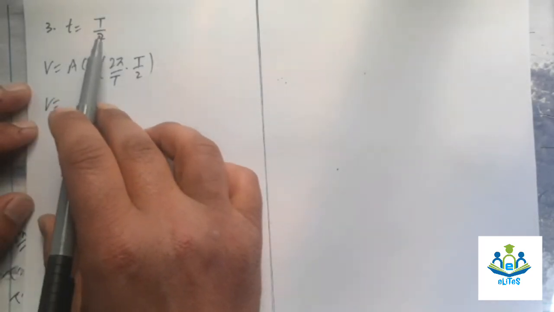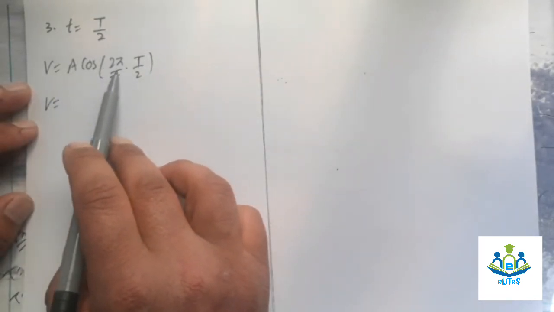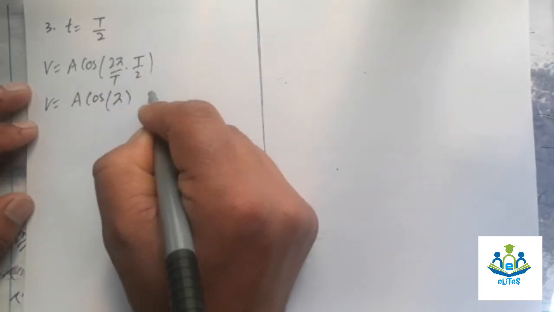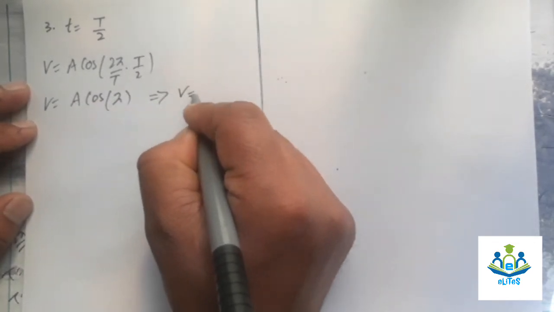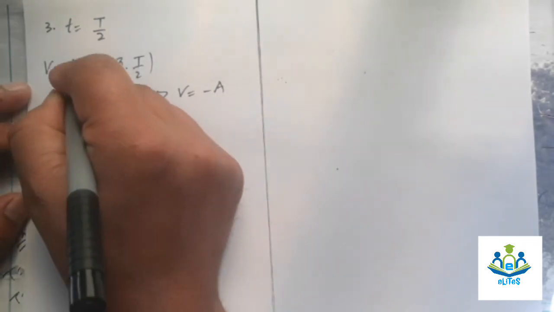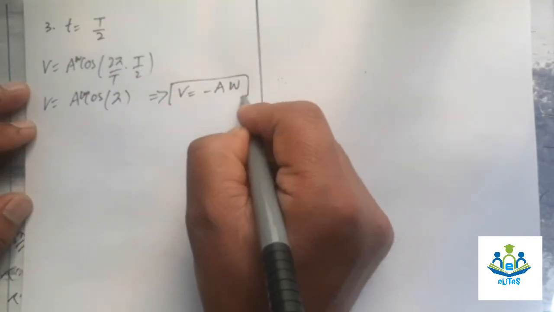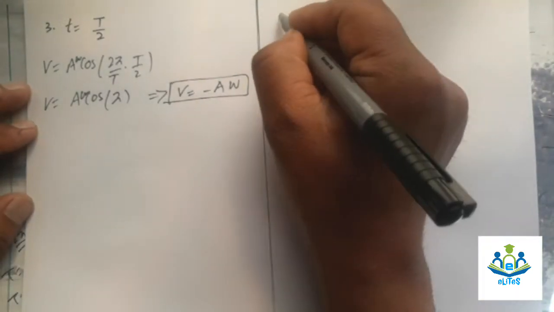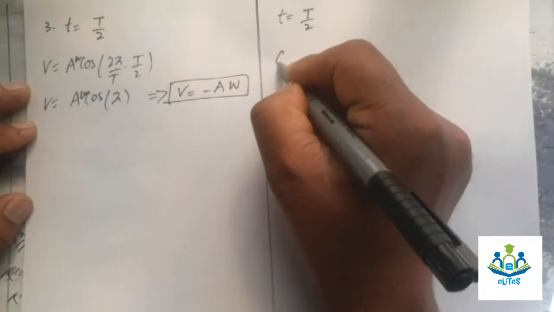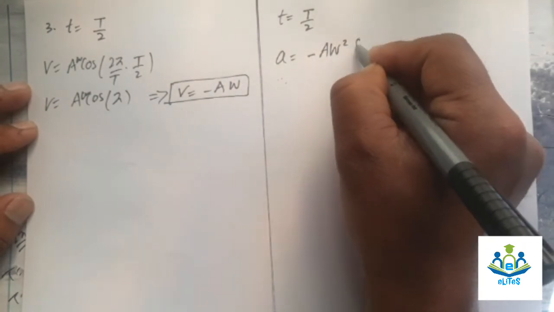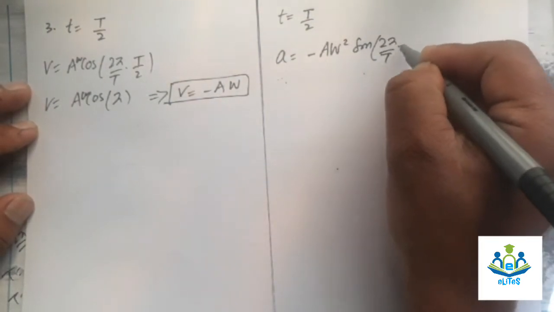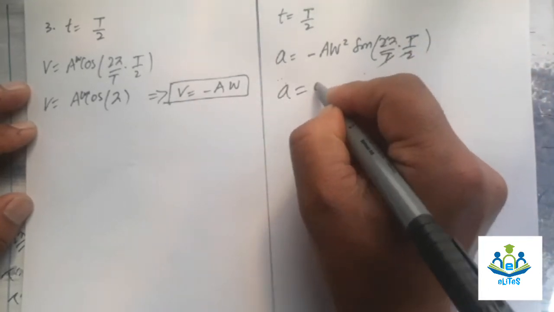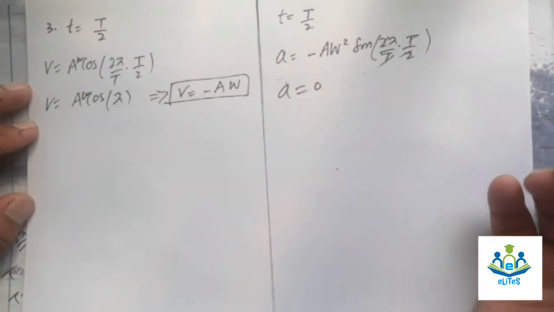So when time is T/2, it will be a omega cos of 2 pi by T times T/2, this T gets cancelled, a omega cos of pi, and this will be equal to minus a omega. Again, it will be maximum with a negative sign. Alright, so at T/2, acceleration is minus a omega square sine of 2 pi t by T, with T/2 the T gets cancelled, acceleration will be 0, since sine of pi is 0.